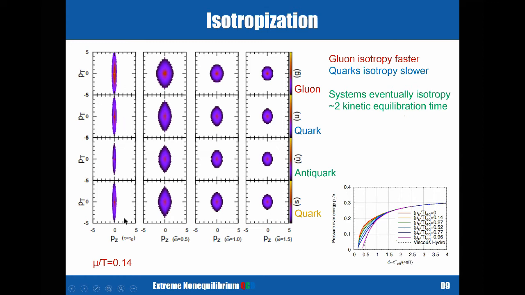And once the system evolves, we can see that it becomes more and more isotropic. If we compare the distribution between the gluon and the quark and antiquark, we can see that gluon actually isotropizes faster, and quarks isotropize much slower compared with the gluon. And this system actually reaches the validated range of hydrodynamics. It's roughly two times the kinetic equilibration time, but the full isotropization time is actually much longer than the figure I provided here.